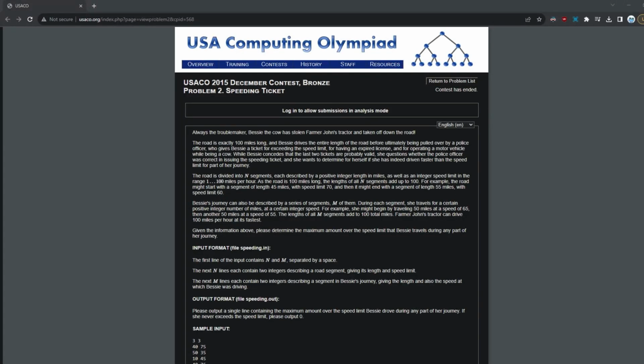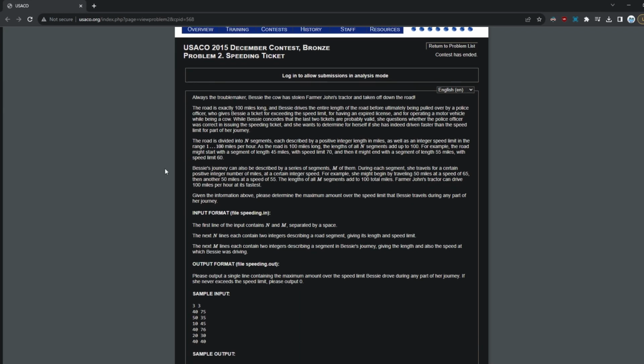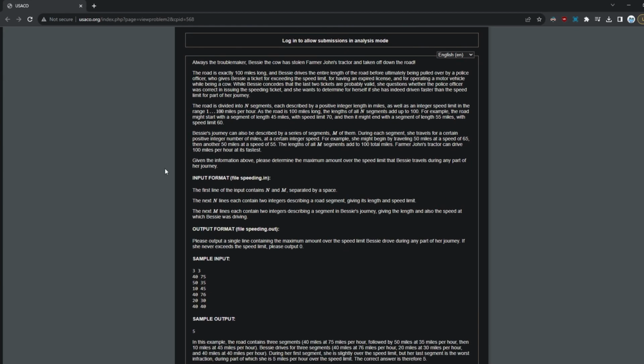Hi guys, today we're going to be going over Speeding Ticket. In this problem, Bessie the cow has stolen Farmer John's tractor and she's taken it on the road. The road that she's driving on is 100 miles long, and Bessie drives the entire length of the road before ultimately getting pulled over by a police officer who gives Bessie a ticket for exceeding the speed limit and other things. So basically, Bessie questions whether the officer was right about the speeding ticket, and so we're going to test that.